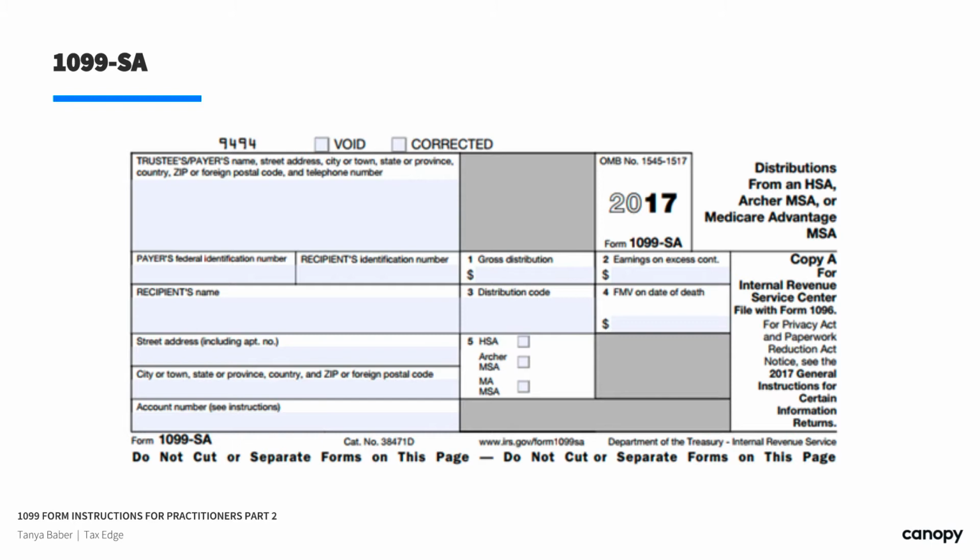So these are all ones we can do on a fillable form, which is super nice, but you may not have a lot of occasion. It's pretty low volume. You may not have a lot of occasion to fill one out for a client unless they are dealing in those particular types of accounts.